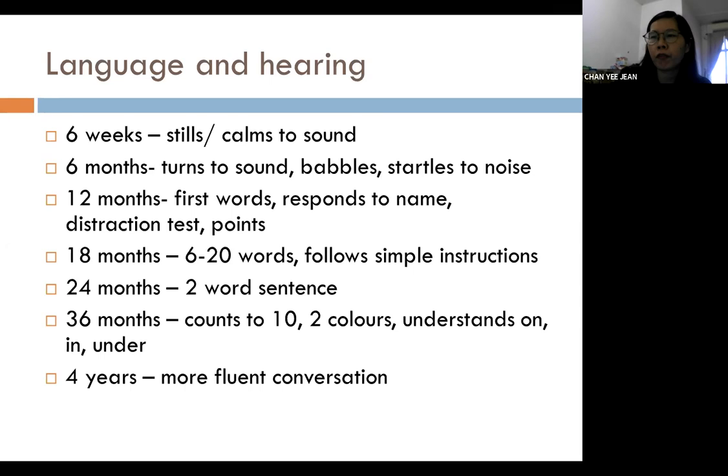Prepositions: on, in, under. After that, you'll learn about in front and behind. The last one will be in between. So if the child knows what in between is when you're assessing, then most likely she already knows what on, in, and under is. So if you don't have enough time during a developmental assessment, that's basically how you know and how to place the child also.